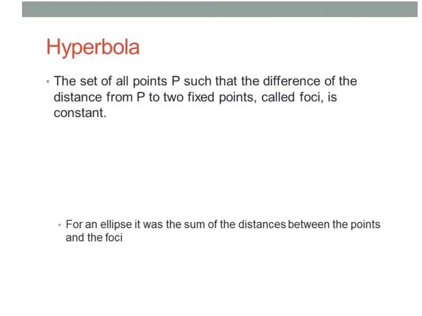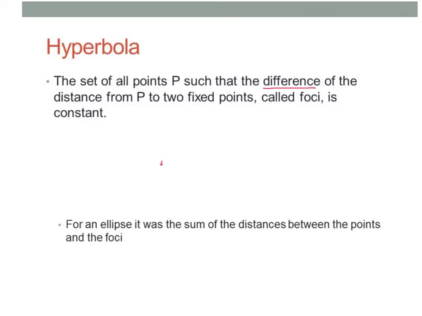So we're going to start out with the definition of a hyperbola, and it is the set of all points P such that the difference of the distance from P to the two fixed points called the foci is a constant. Now, this is very similar to the definition of an ellipse, except for an ellipse it was the sum, and so this is the difference.